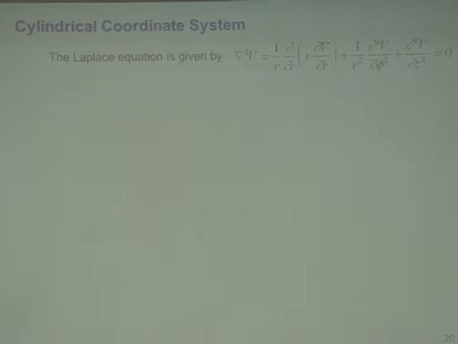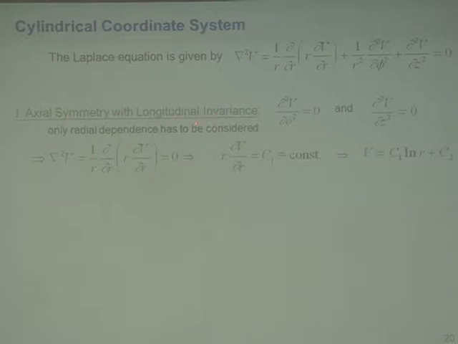So, in the cylindrical coordinate system, you have this Laplace equation. Two-dimensional is always a bit scary, so let's first reduce it to one dimension. The first problem: if you have axial symmetry with longitudinal invariance, this means that along the z direction you don't have any variation. Axial symmetry means that you have an axis, and around this axis there is no variation in the phi direction.